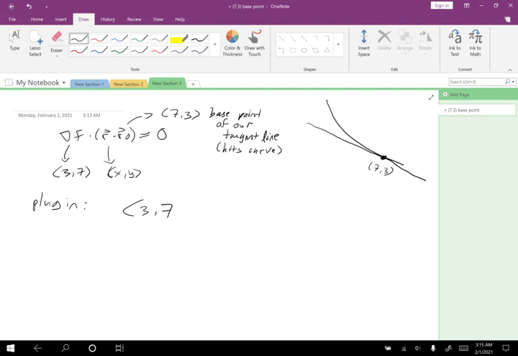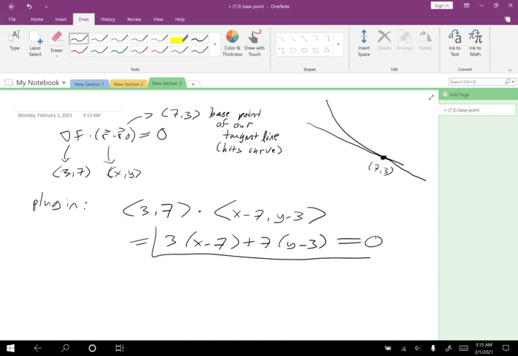Okay, so let's plug it in. So 3, 7, and you take the dot product with x minus 7, y minus 3. So we get 3 times x minus 7 plus 7 times y minus 3 equals 0. That is our tangent line equation. If you gave this, you would be done. So you could try checking if needed.